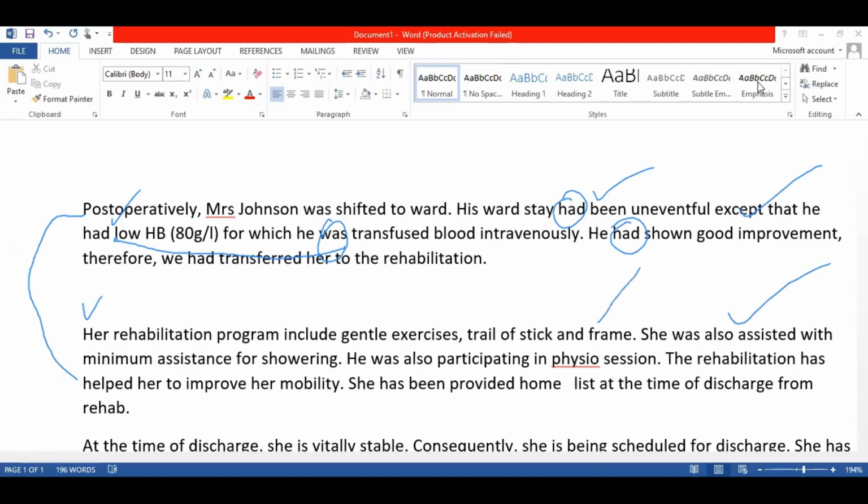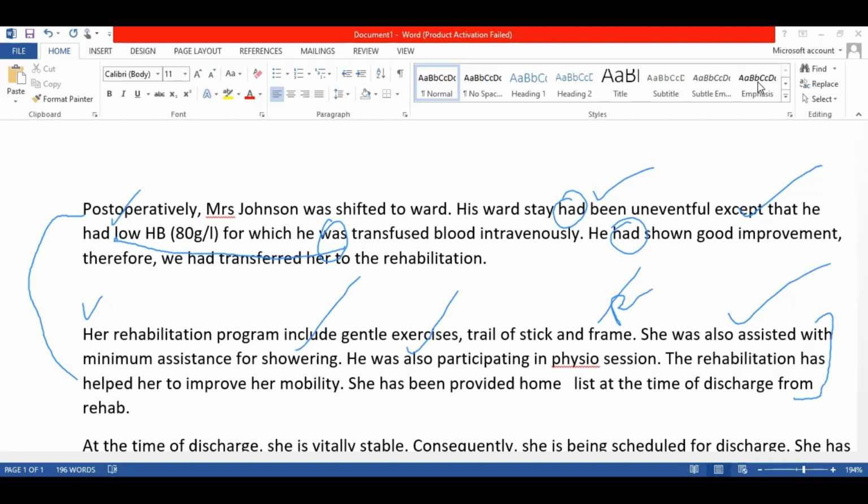Try to include all the things that were mentioned in the rehabilitation. If I miss something, I will add it. Let's say pool was missing. Anyhow, he was also assisted with minimum assistance for showering. And I try to just expand it a bit. But if I want to summarize, I can summarize that as well, right? Okay. So this was the summary of your rehab, let's say.